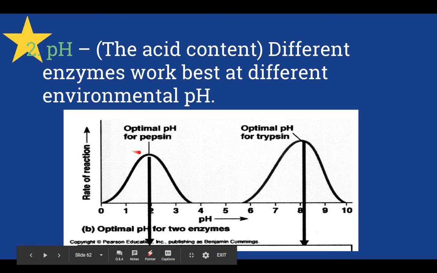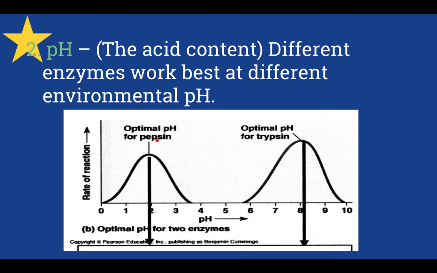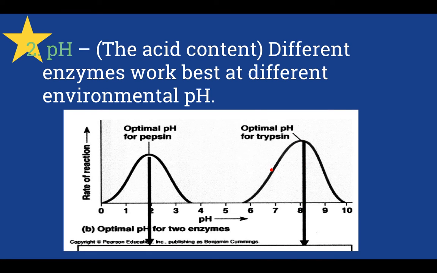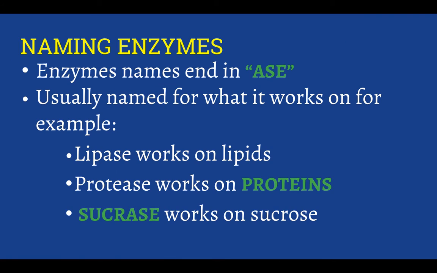So pepsin is an enzyme that works in your stomach, so it likes a very low pH. It likes acidity. And this is for trypsin, which I believe is in your pancreas, and it likes a basic environment, more like 8.2. So just like temperature, enzymes have an optimal pH that they work best in, depending on where they are located in the environment.